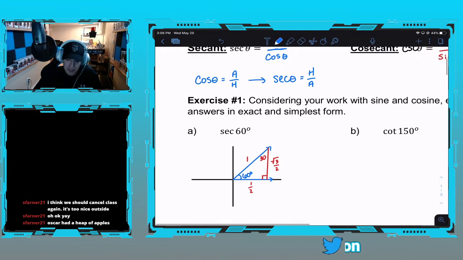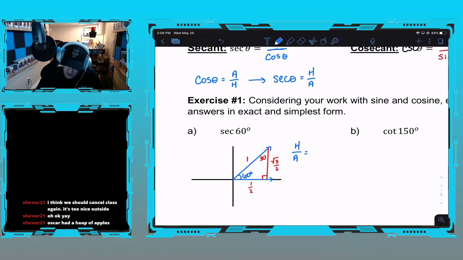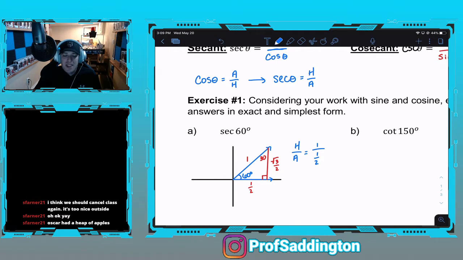So now I'm going to come down here, and now I have my triangle. Since we're looking for the secant of 60 degrees, we are trying to find the hypotenuse over the adjacent. So it's just like what we did before. So in this case, the hypotenuse is 1. And then we have our adjacent, which is 1/2. Okay.